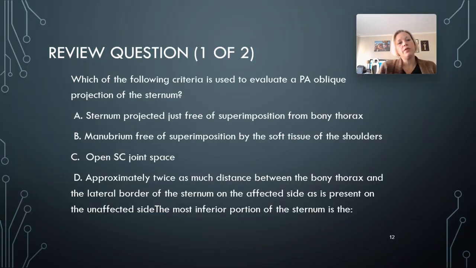All right, so the correct answer: the sternum should be projected just free of superimposition from the bony thorax. This is an evaluation criteria to evaluate a PA oblique of the sternum.